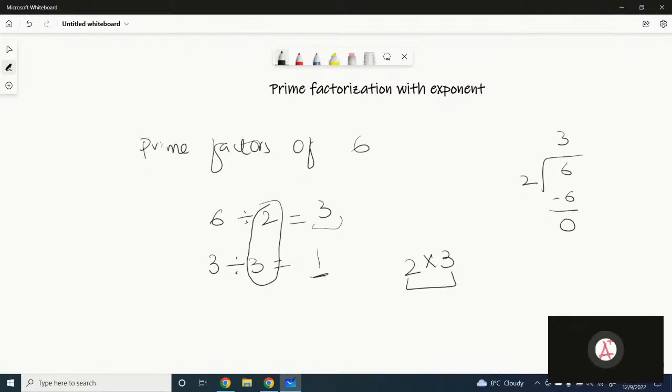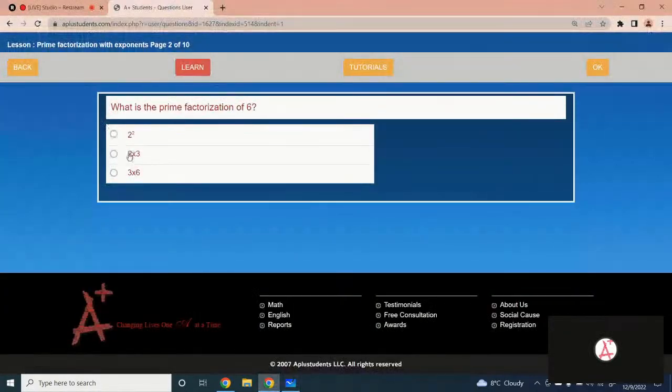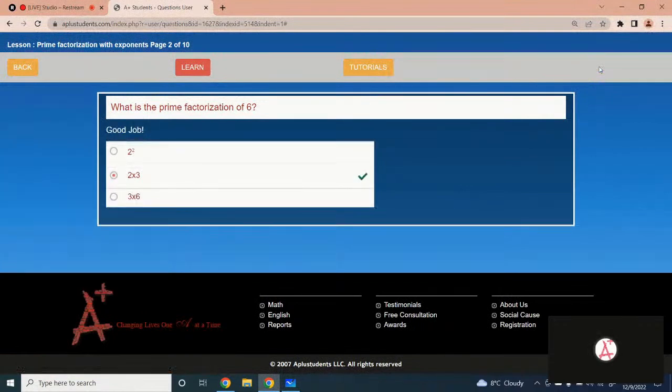Yes, Eklam, this is easier. You just have to understand. It would be 2 times 3. Got it? So the prime factors of 6 are 2 times 3. Just select the correct option and click on the OK button.